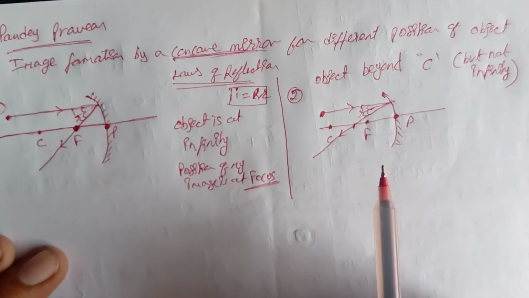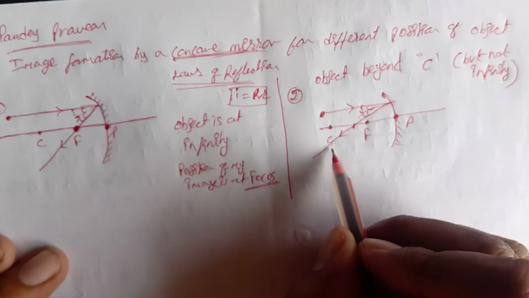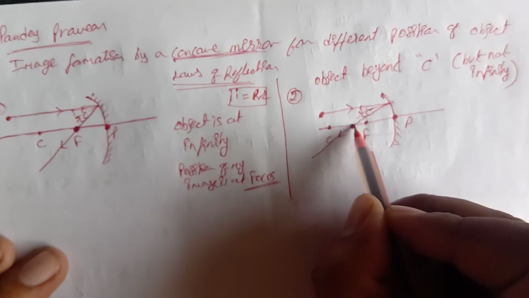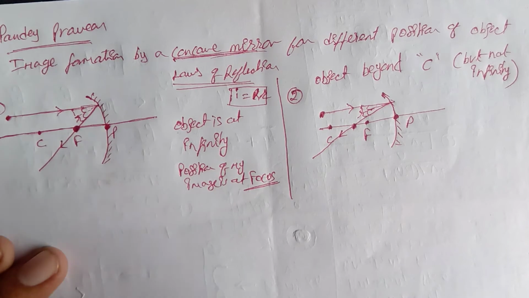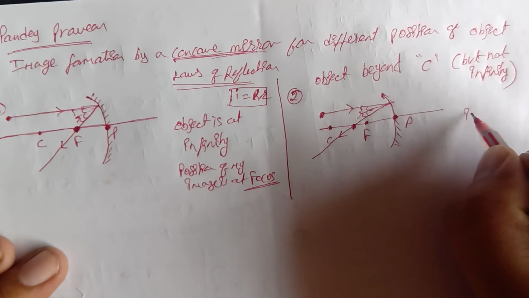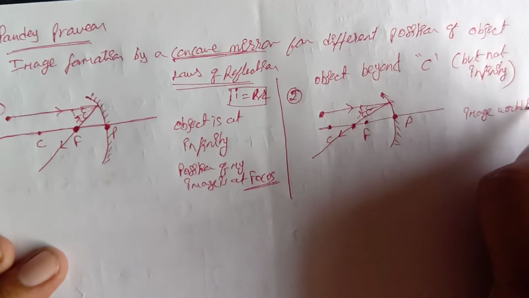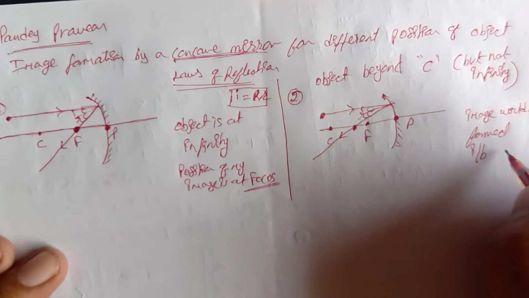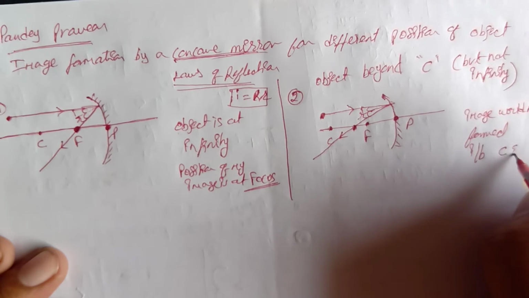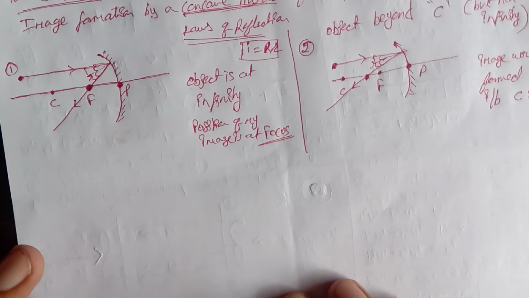Whenever my object is beyond C, then the position of my image would be between C and F. Remember, the image would be formed in between C and F. That is my second case.